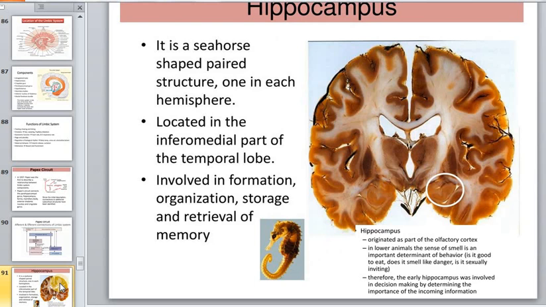So the parts: the hippocampus is a seahorse-shaped paired structure, one in each hemisphere. Here we see it looks just like a seahorse, and it is located in the inferomedial part of the temporal lobe, involved in the formation, organization, storage, and retrieval of memory.